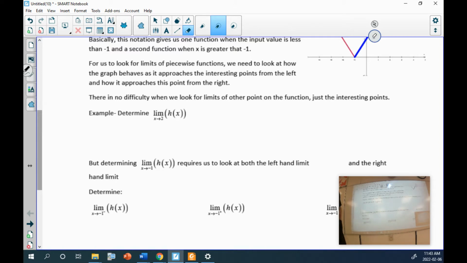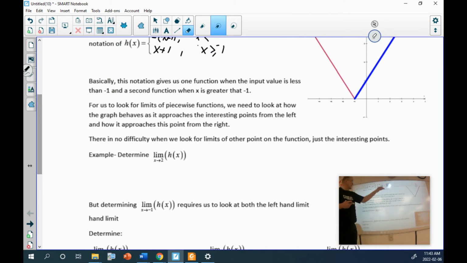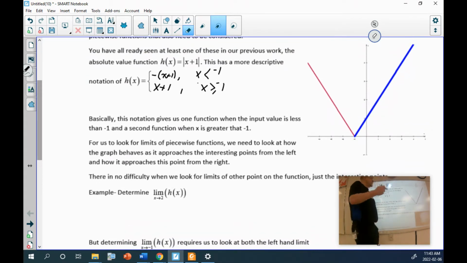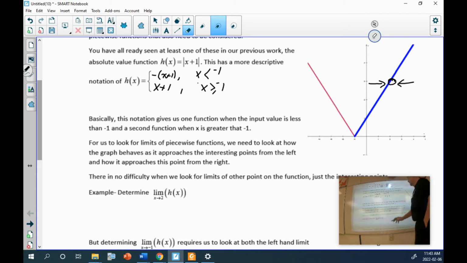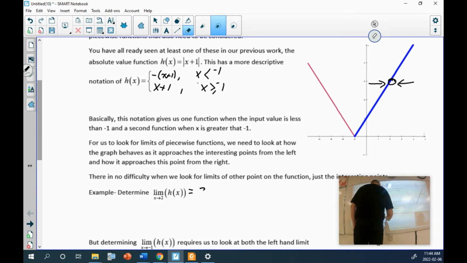So what we want to look at when we have this piecewise function, and I touched briefly upon this in the lecture on Friday, was the idea of left-hand limits and right-hand limits. Now, in this example, determine the limit of this function as x is approaching 2 for our function h of x. Just using our graph, as x approaches 2, we can see that our graph is approaching 3. It doesn't matter if I'm coming from the left-hand side, the negative side, or from the right-hand side, the positive side. They're both approaching the same number. And that means that the limit as x approaches 2 of h of x is equal to 3.